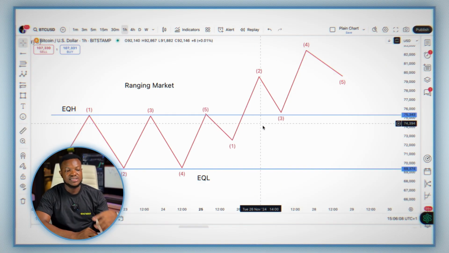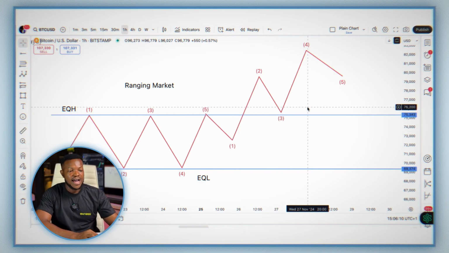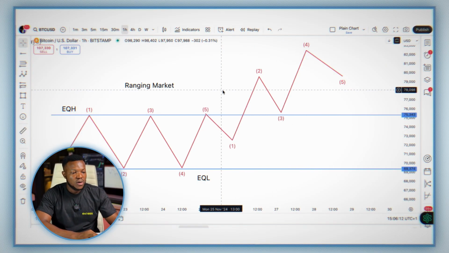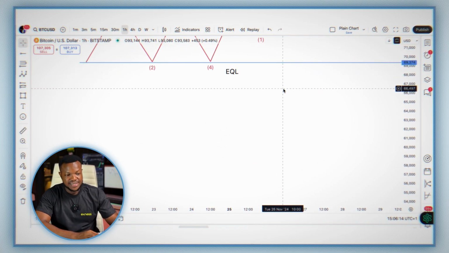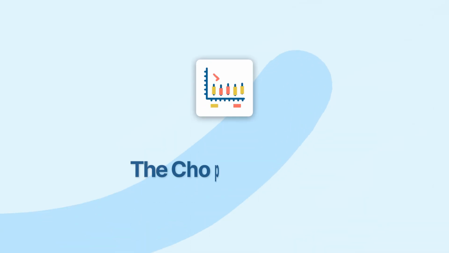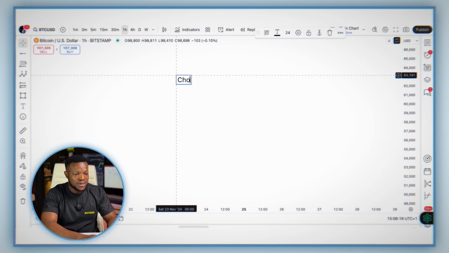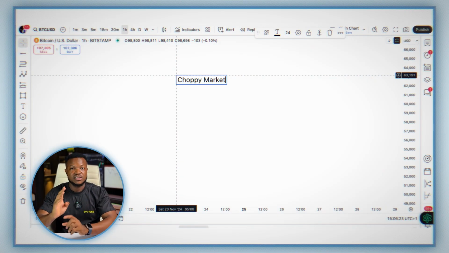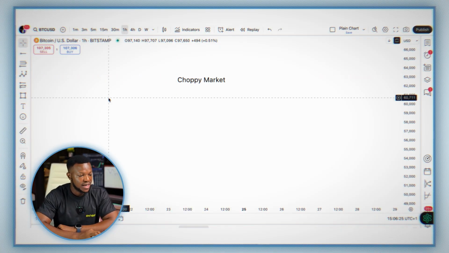I'm going to come back to this and use it to explain how the trending market goes. The other type of market structure that every trader must know is the choppy market. Now, the choppy market is not the best market for anyone to trade. I repeat, the choppy market is not the best market for anyone to trade.